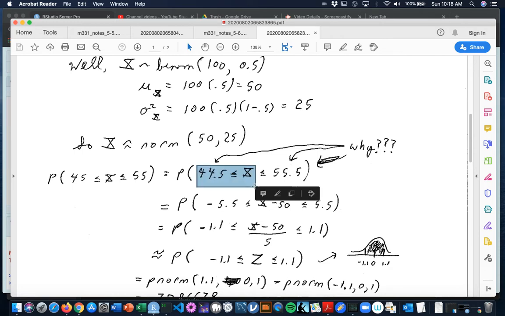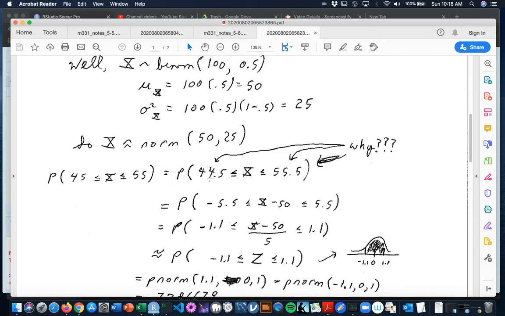And so the chance of being bigger than this number is the same as the chance of being bigger than or equal to this number. Similarly, the chance of being less than or equal to 55 is the same as the chance of being less than or equal to 55.5. The discreteness of X is making that true. So I'm not changing my probability when I make that move.